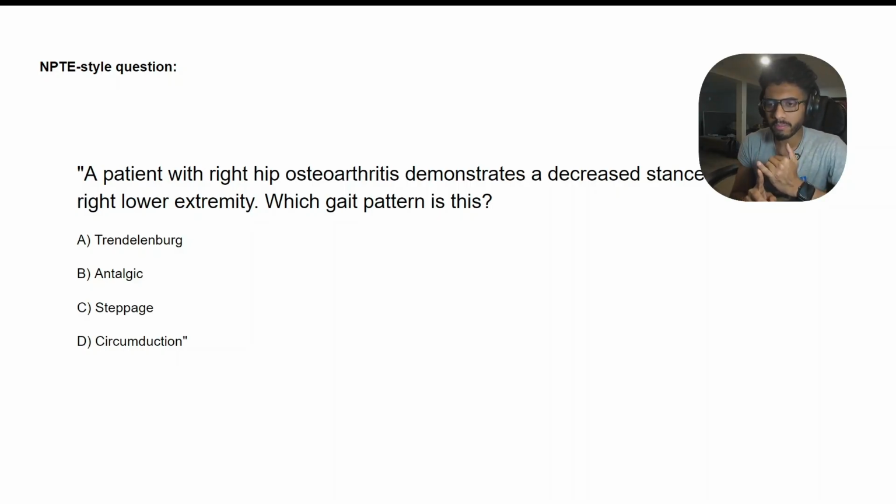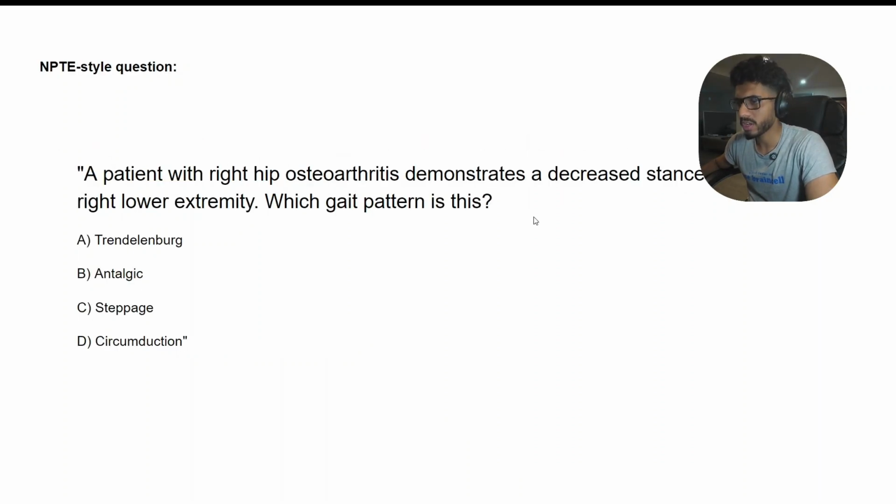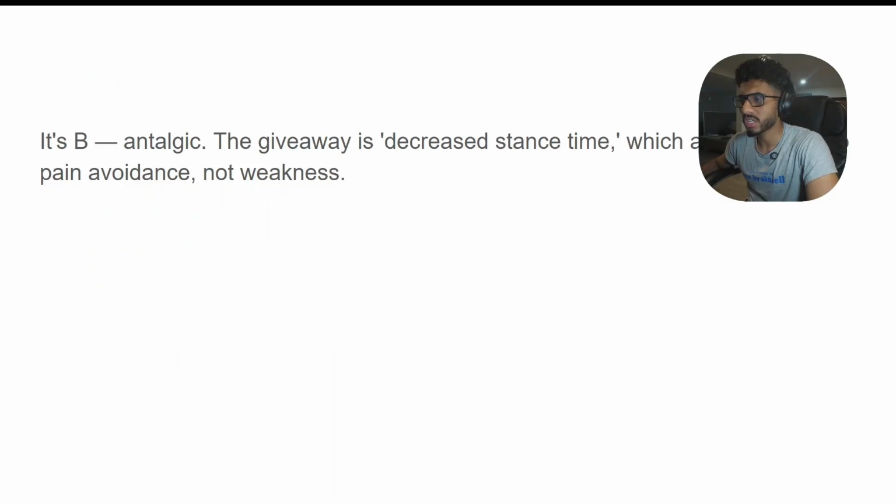Is it Trendelenburg? Is it Antalgic? Is it Steppage? Is it Circumduction? It is going to be Antalgic, right? So it's B, Antalgic. The giveaway is decreased stance time. If they have decreased stance time on the right lower extremity and the pain is in the right hip, decreased stance time always points to pain avoidance, and this is not weakness. So Antalgic gait is always related to pain. If someone's stance phase is reduced, that's because pain is there, and that leads to the Antalgic gait.